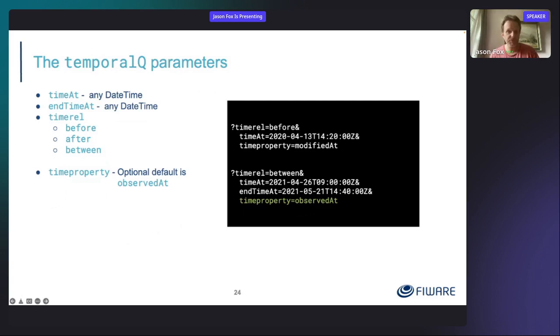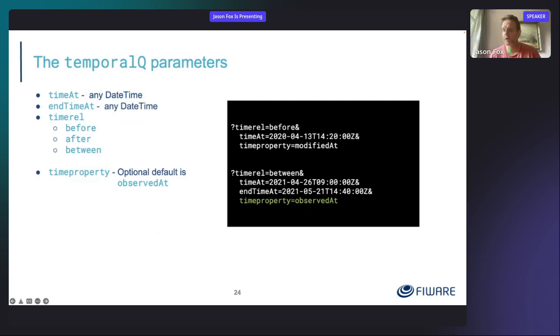The temporal query parameters we saw briefly, but this is just to confirm what the various parameters for temporal are. Again, you can add in Q here as well, but this is just to make sure that when you're doing the temporal information, you get the time slot of your choice. Time at and end time at. End time at is only useful if you're doing between. Is any date time. So you can see there that you've got these ISO 8601 dates, which is the easiest way to get the information. You can do before, between, or after.